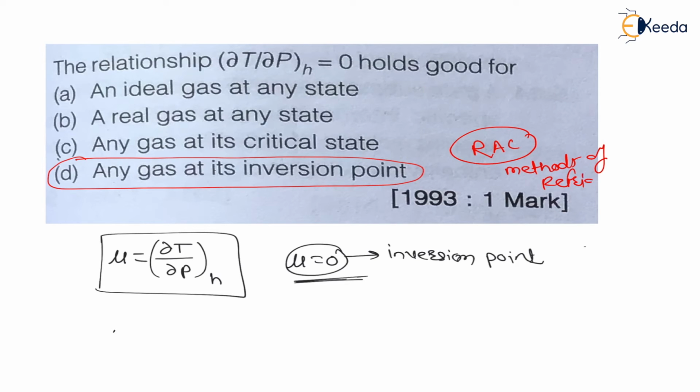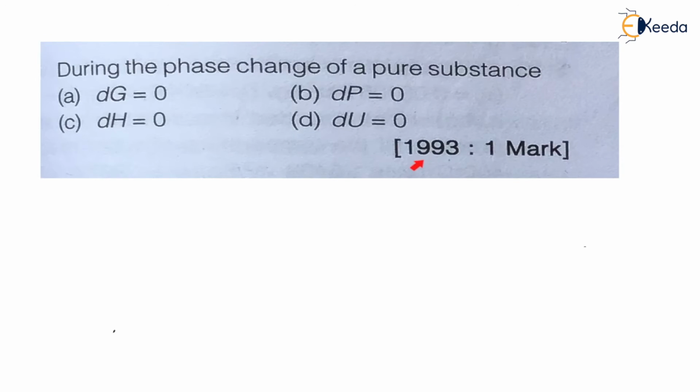But my dear students, here in this topic we have seen the throttling process. That's why I have considered this question in this topic, because this is called the Joule-Thomson coefficient. That also I have explained in this topic. The next question was asked in GATE 1993 for 1 mark.